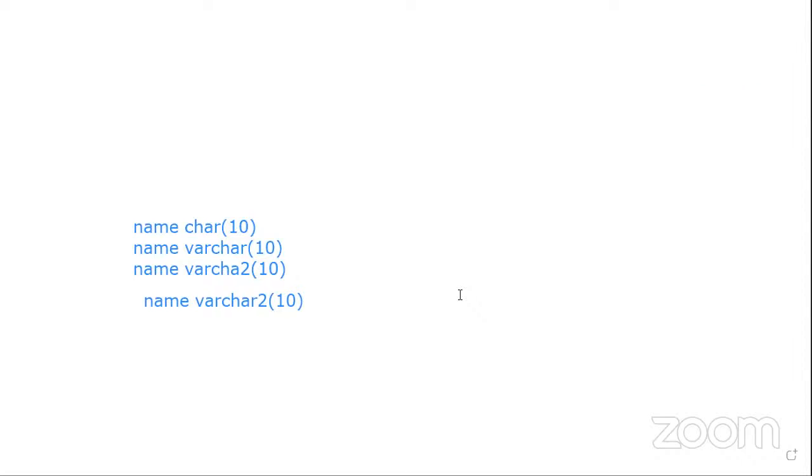Now, the story behind it: we have learned varchar2 only. The internal story is that the varchar data type is basically used by Oracle. They have kept it as a reserved word for research purposes. That is the reason that if you give varchar, it will convert into varchar2. Okay, makes sense?